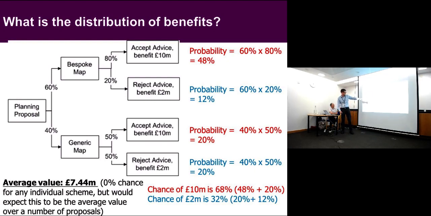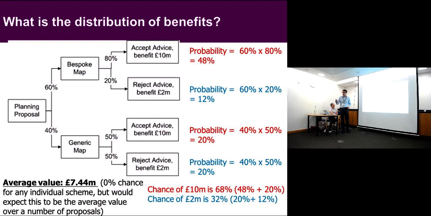And then you can multiply it by the values. You can sort of see the maths in that. It's quite basic, really. So you end up with a 68% chance of getting a £10 million benefit. That's the sum of this and this multiplied by 10 million. Or you have a 32% chance of getting the 2 million benefit. That's basically it. You get an average value of 7.44 million.